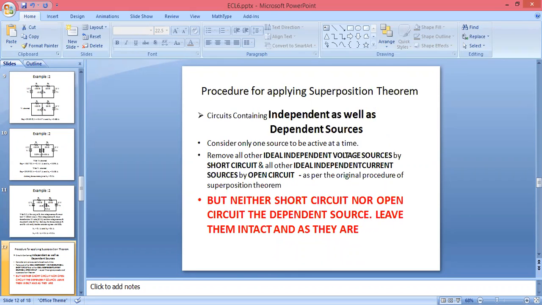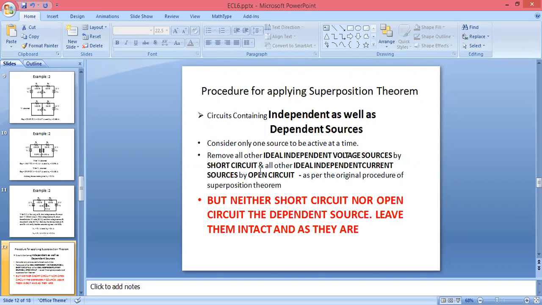We are using superposition theorem where circuits are having independent or dependent source. But only we are using superposition theorem for linear and bilateral network. We cannot use superposition theorem for a non-linear network. We have to consider only one source to be active at a time. We have to remove remaining sources. If there are independent voltage sources, then we have to remove these sources by short circuit. And if there are ideal independent current sources, then we can remove this circuit by an open circuit.